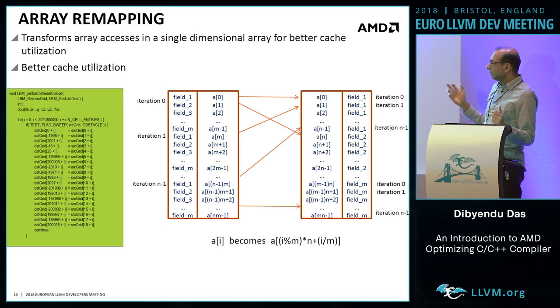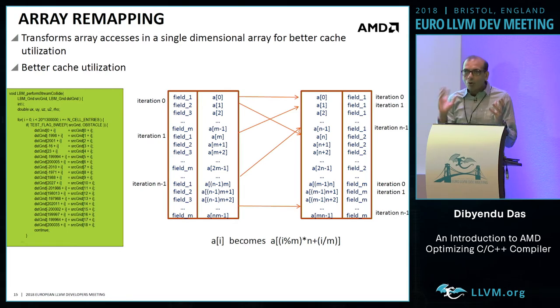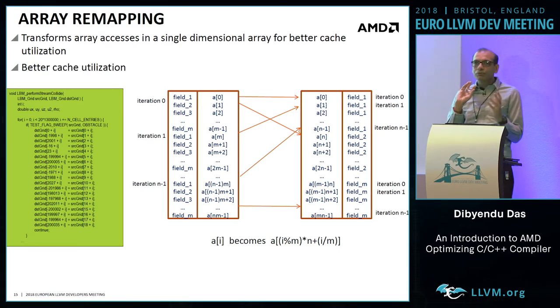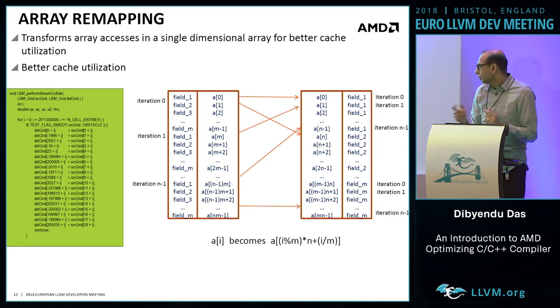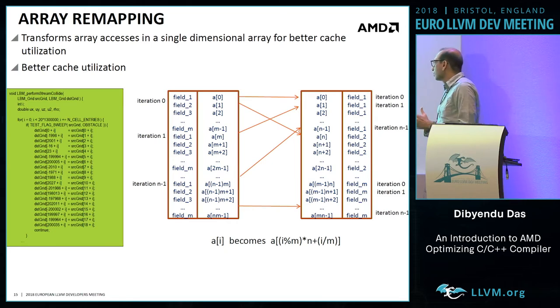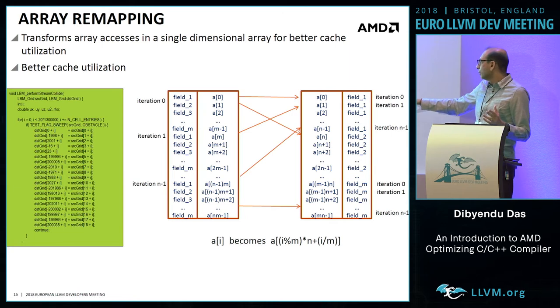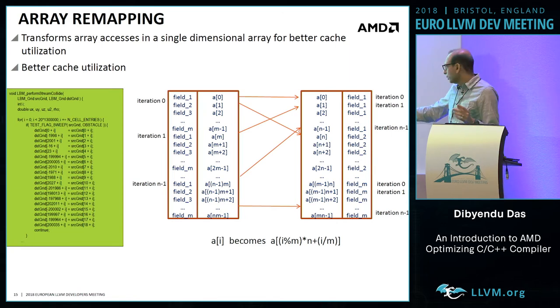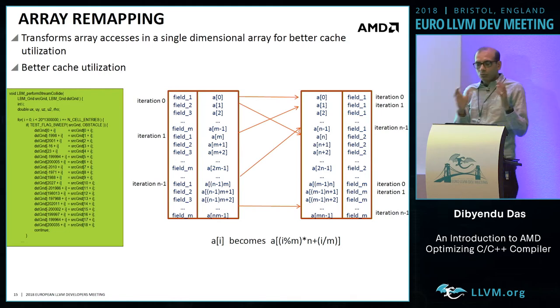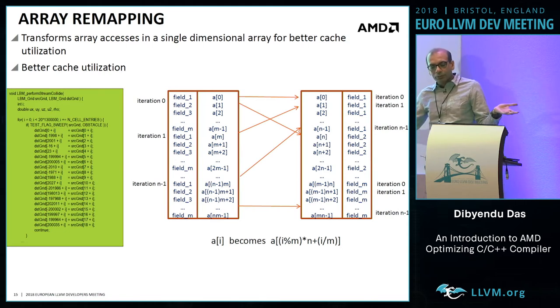So instead of that, you morph it. You don't change anything; you morph your indexing function. So you can see below, A[i] becomes A[(i % M) * N + i / M]. It's kind of simplistic; you can have any morphing function there. So what happens is you don't add any memory to it.